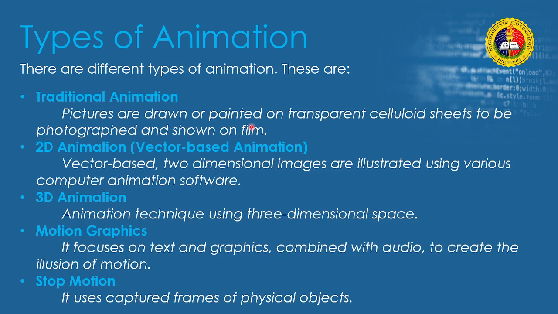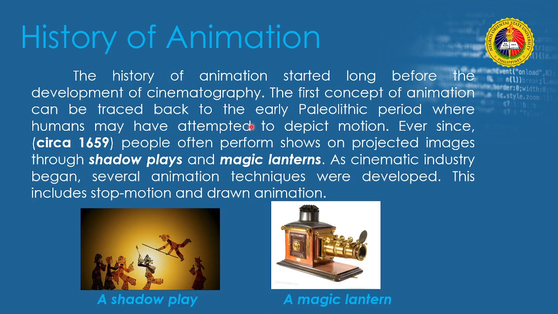More about the types of animation we'll be discussing in a future lesson. So this time, let's talk about the history of animation. The history of animation started long before the development of cinematography. The first concept of animation can be traced back to the early Paleolithic period, where humans may have attempted to depict motion. People often performed shows on projected images through shadow plays and magic lanterns. As the cinematic industry began, several animation techniques were developed, including stop motion and drawn animation. So this concept of animation can be traced back a very long time ago.